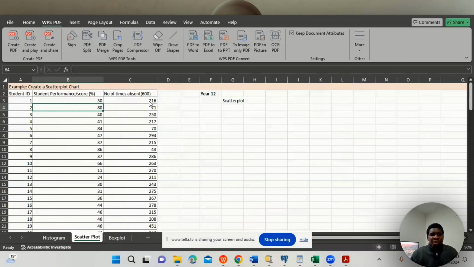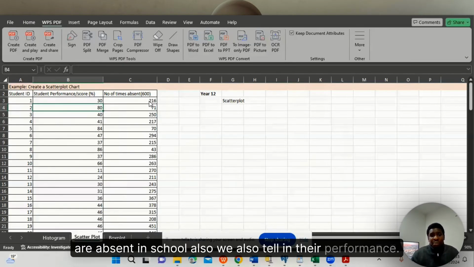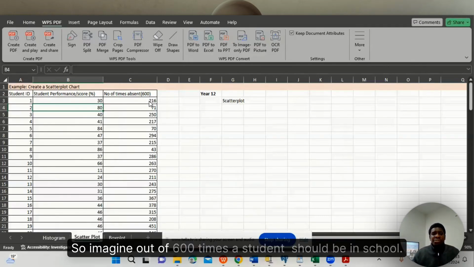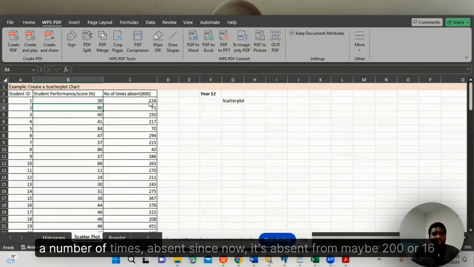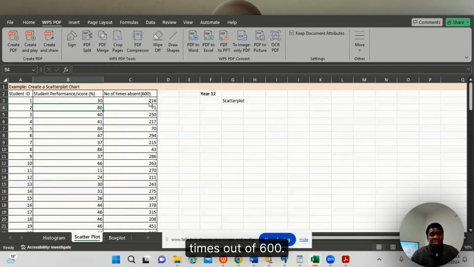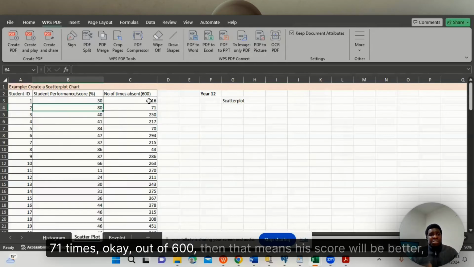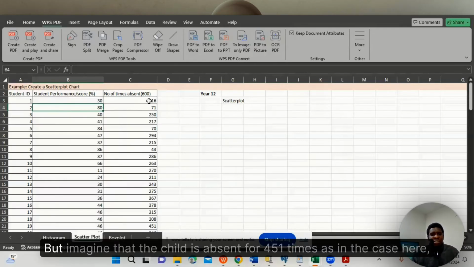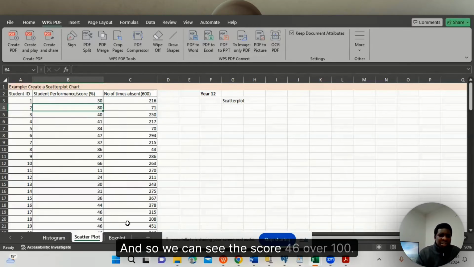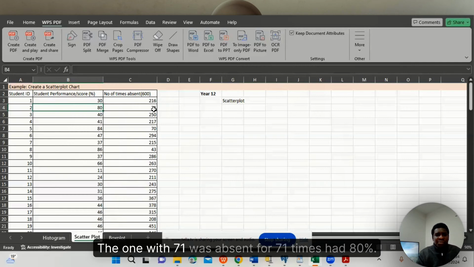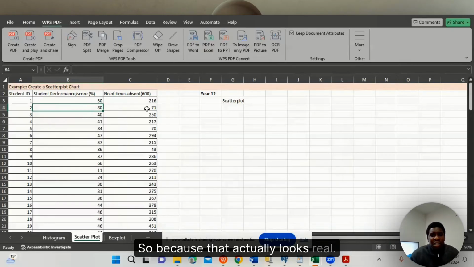And we know that basically the number of times students are present or absent in school also tells on their academic performance. So imagine out of 600 times my student should be in school, the student is absent for maybe 216 times out of 600. So you know what that means. But if the child is absent for just 71 times out of 600, then his score will improve. But imagine that the child is absent for 451 times, as in the case here, his score will surely be low. So we can see the score here is 46 over 100. The one absent for 71 times has 80%, because that actually looks real.